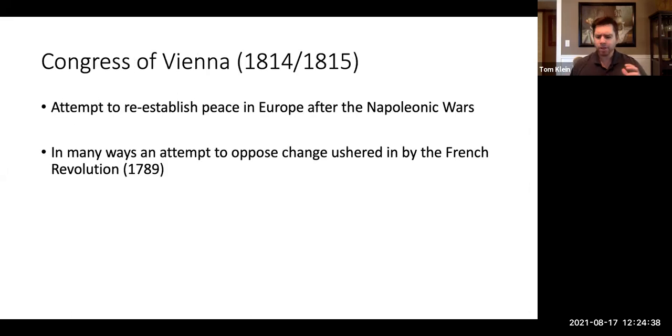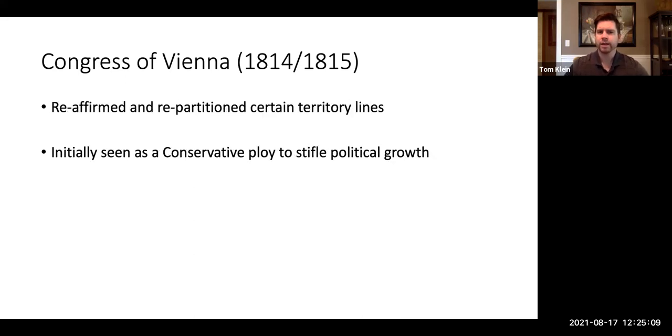So after the Napoleonic Wars, you see another major gathering of European nations in an attempt to try to regain the peace that resulted from the Peace of Westphalia, reestablish that precedent. And in many ways, it was an attempt to oppose the change that was happening due to the French Revolution. So other European nations saw what had happened to France during the Revolution and wanted to avoid that in their own nations. So the Congress of Vienna reaffirmed and repartitioned, in some cases redrew, some territory lines.